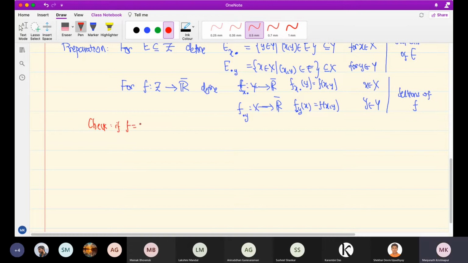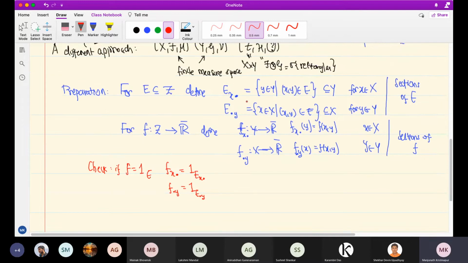If f is the indicator of a set in the product set, then f_x is nothing but the indicator of E_x, and f^y will be the indicator of E^y. Sections of the functions will be just the indicators of the sections. Is this clear? So these are the sections.